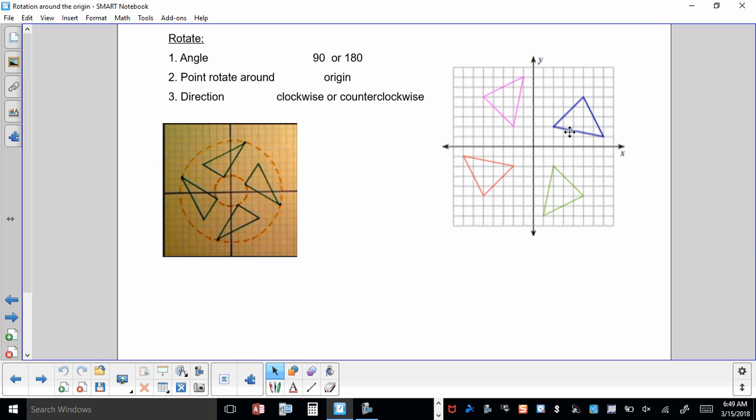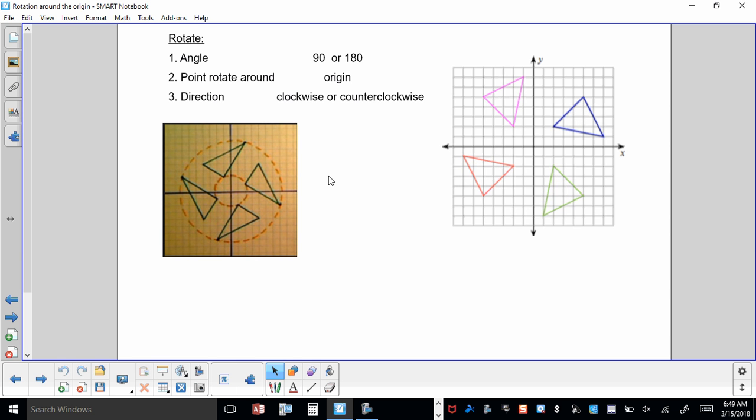So here we have a pre-image. The blue image is the pre-image, and I've rotated it. I've made three transformations of rotations. First, I rotated it 90 degrees clockwise. Then I rotated the pre-image 90 degrees counterclockwise, and I rotated the image 180 degrees.